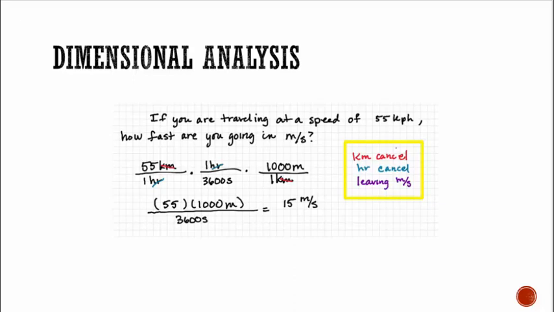And so we have 55 kilometers per hour, and I set it up as 55 kilometers over 1 hour. And I want to get rid of the hour and change it to seconds. And conveniently calculated these things enough to know that there's 3,600 seconds in an hour. And then I know that there are 1,000 meters in a kilometer. So I set it up so the kilometers cancel, the hours cancel, and I do the multiplication and division and end up with 15 meters per second.